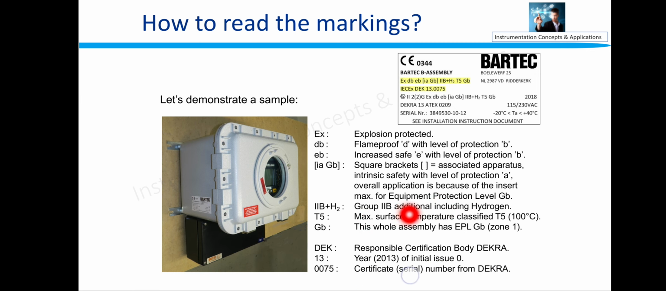IIB and H2, group II, Roman B, 2B additionally including hydrogen. T5 means the maximum surface temperature is classified as 100. It's safe. The whole assembly has EPL of GB, zone 1, and is certified by the responsible certification body DEKRA, 13 is the year of issuance, and 0075 is the certificate number from DEKRA.